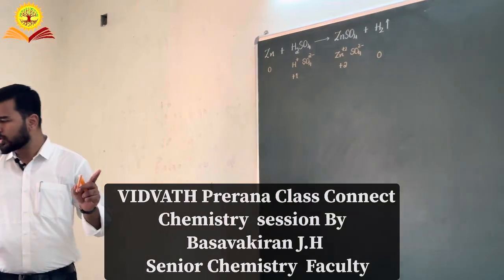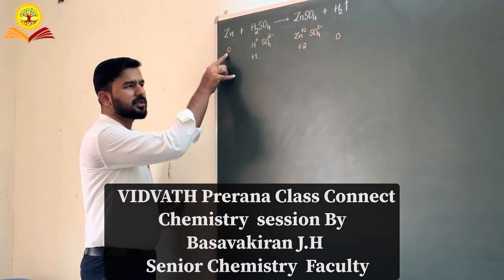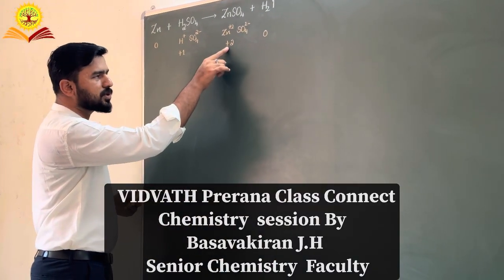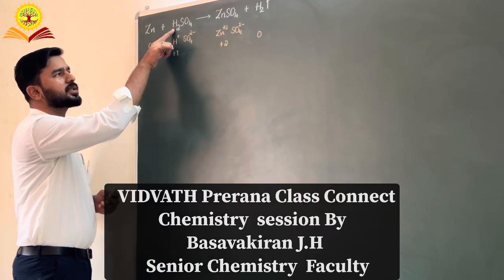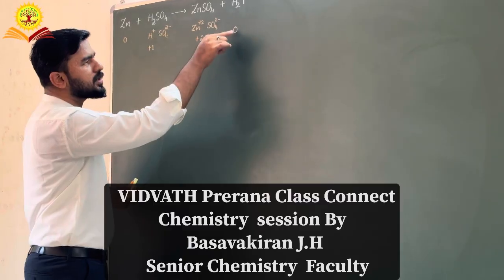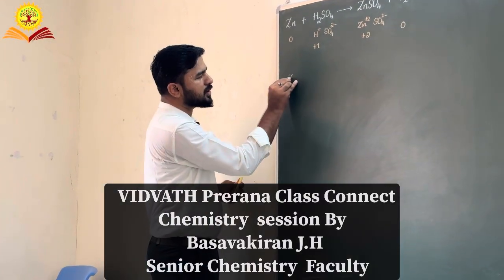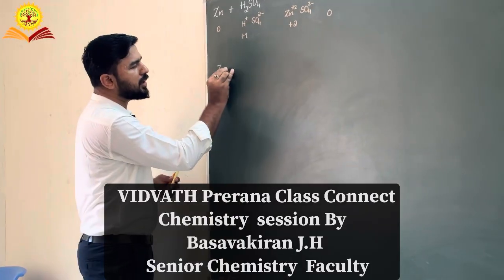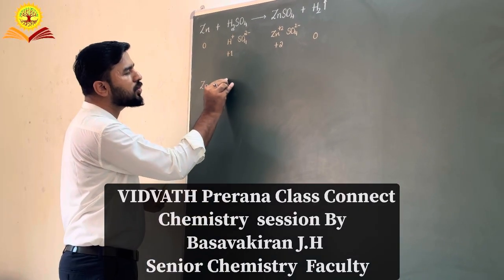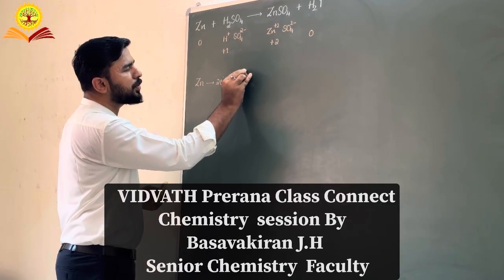Zero. So you can observe over here, before the reaction, the oxidation state of zinc is 0. After the reaction, the oxidation state of zinc is +2. Before the reaction, the oxidation state of hydrogen is +1. After the reaction, the oxidation state of hydrogen is 0. So if you observe all these factors, I can conclude that zinc has lost or donated how many electrons? 2 electrons to form the corresponding Zn2+.